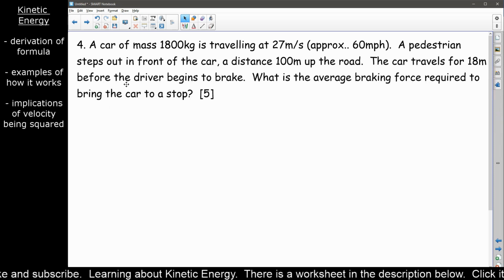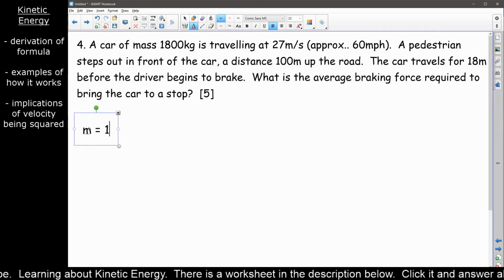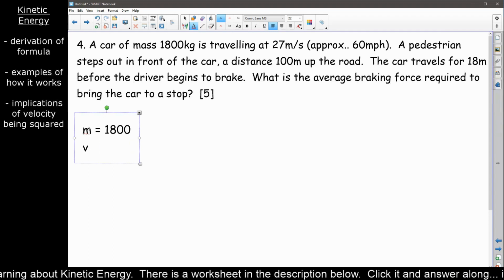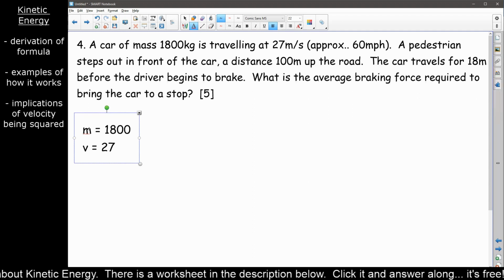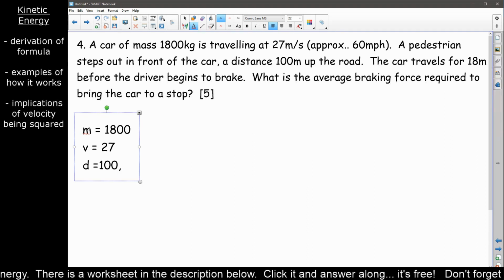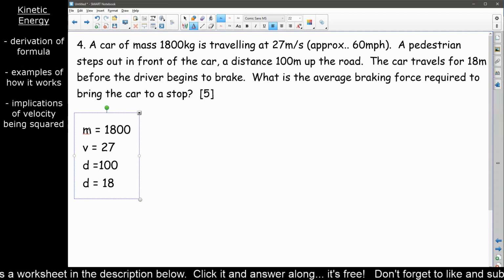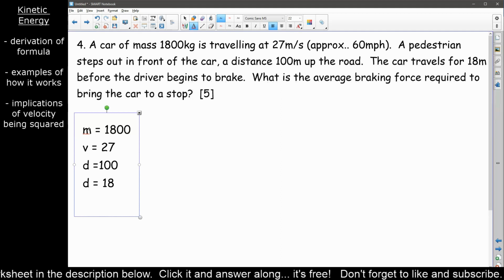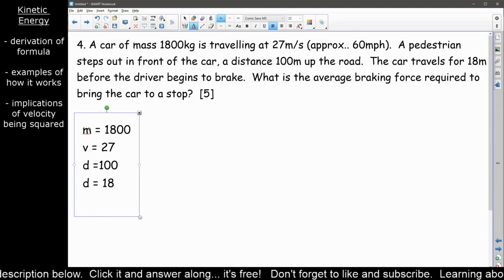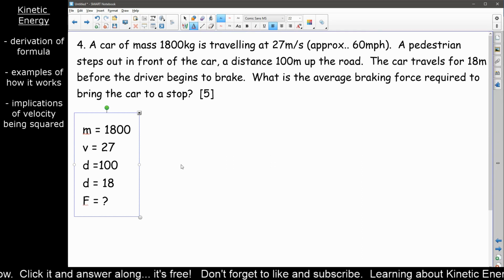So there's a lot of information going on in this question, so let's get our list together. Okay, we have a mass of 1,800. We have a velocity of 27. We have a distance of 100, but then we have another distance of 18. So we'll keep an eye on that. Before the driver begins to brake, what is the average braking force required to bring the car to a stop? So we want F is what we're after here.